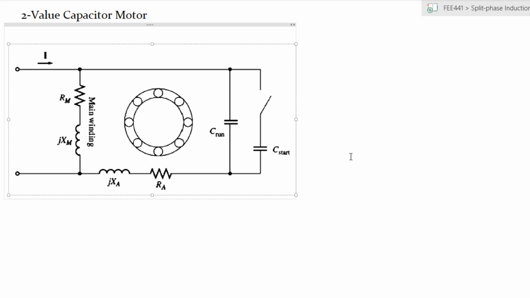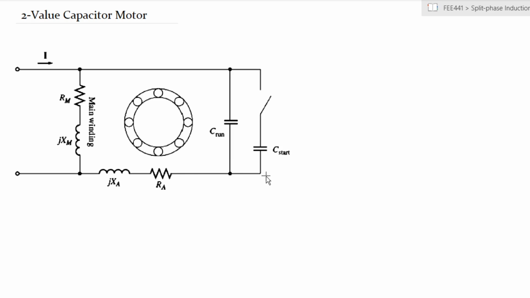Now the final type of capacitor motor is the two-value capacitor, also known as the capacitor start and run motor.